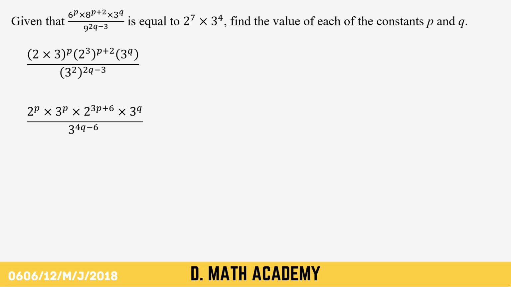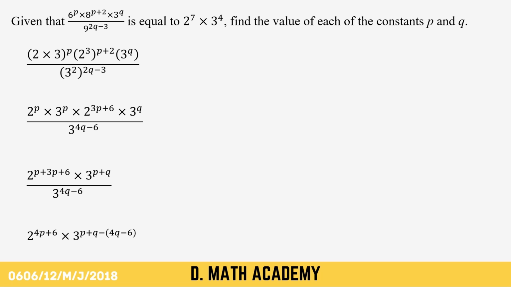I arrange them and change it into 2 to the power of p plus 3p plus 6 times 3 to the power of p plus q. As for the denominator, there's no change for me to do. All I need to do is to shift it up. So I put a negative bracket 4q minus 6.